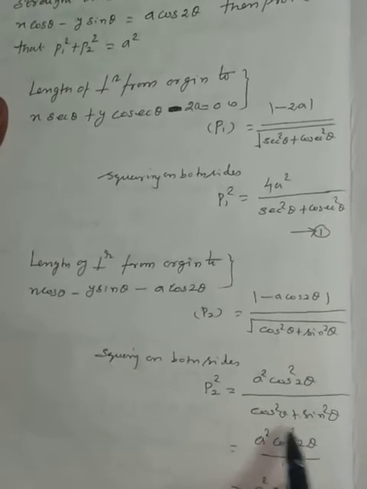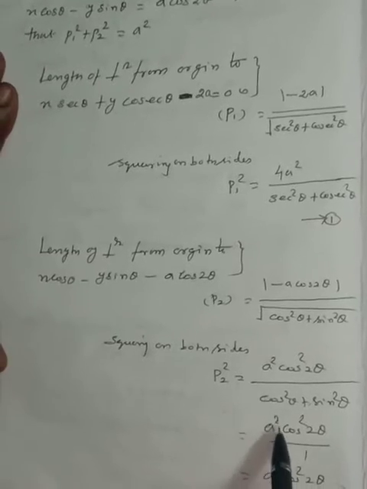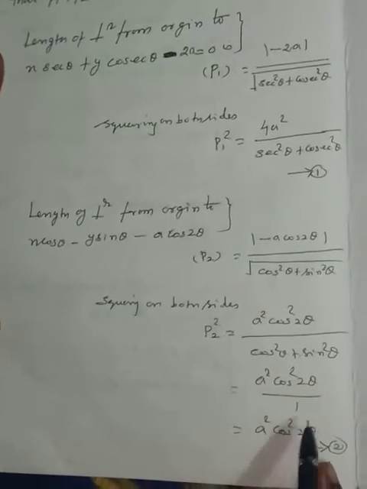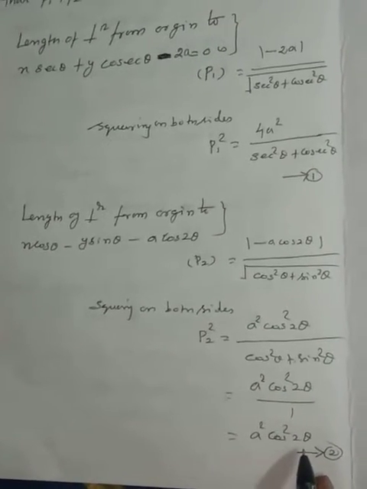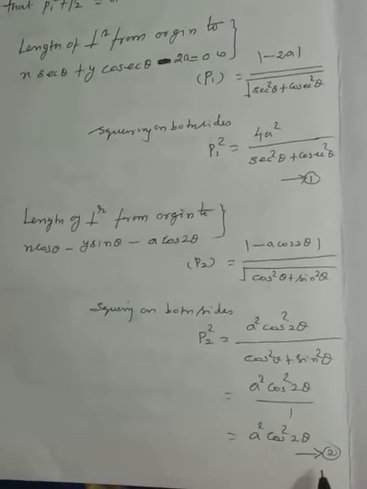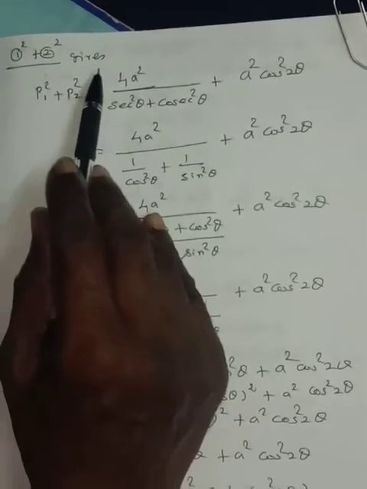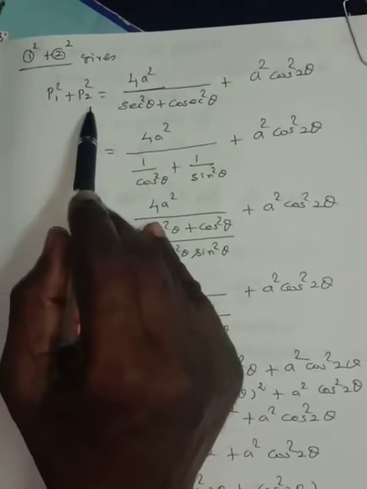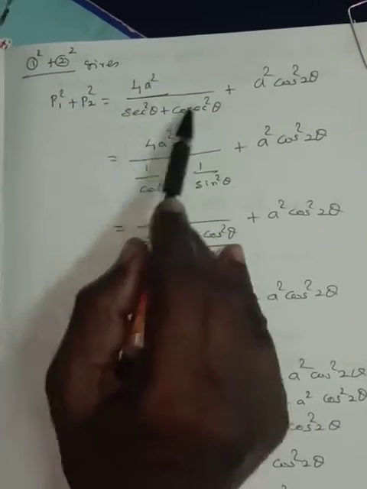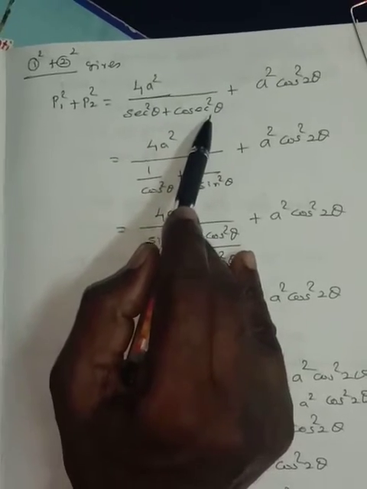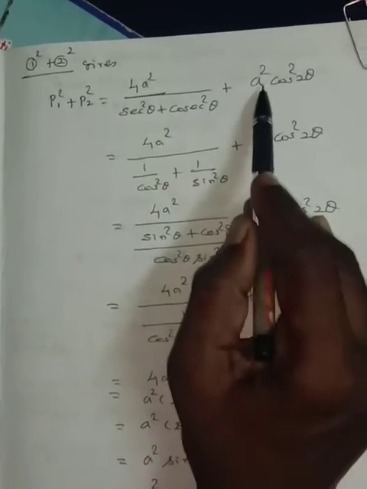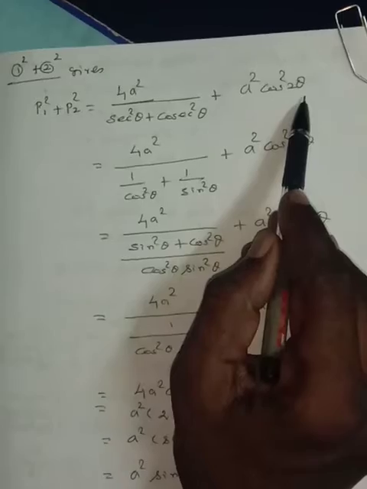We know that cos square theta plus sin square theta is 1. Therefore, a square cos square 2 theta divided by 1 is a square cos square 2 theta, which is equal to p2 square. Number this as 2. Adding equation number 1 and 2, we get p1 square plus p2 square is equal to a square divided by secant square theta plus cosecant square theta, plus a square cos square 2 theta.